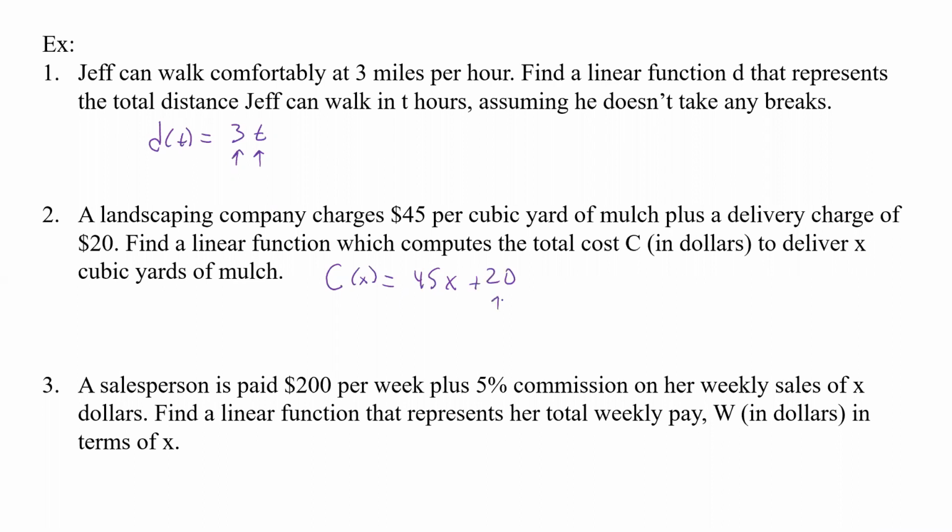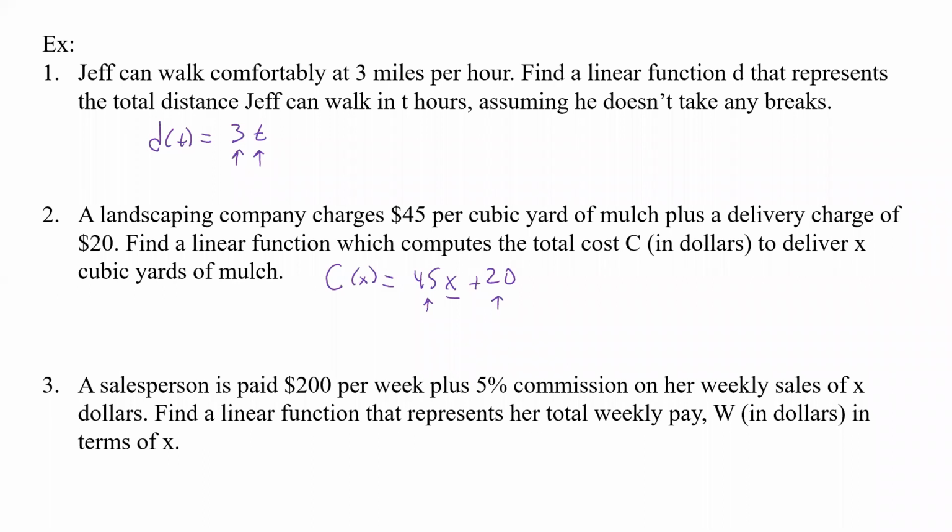So that's our delivery charge. That's going to be our intercept. That's the initial or fixed cost. And then that's going to be how much it's charged per unit of whatever we're doing. In this case, it's cubic yards of mulch. So 45 times the number of yards we do, it's going to give us a charge plus the $20, and that gives us the total cost.